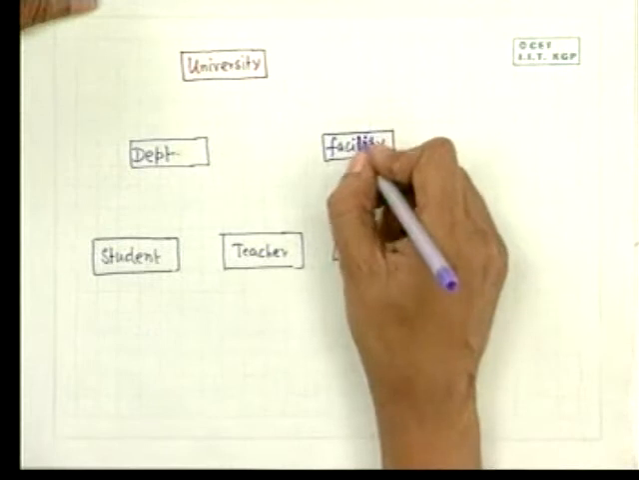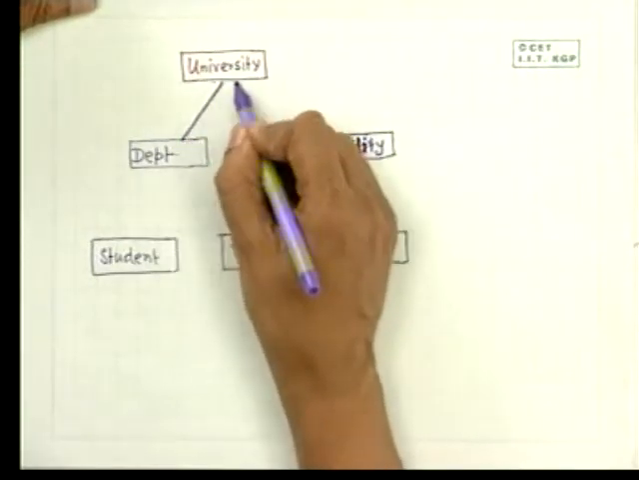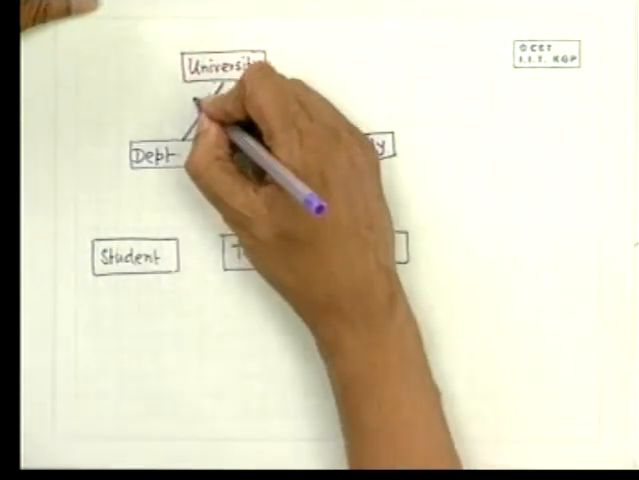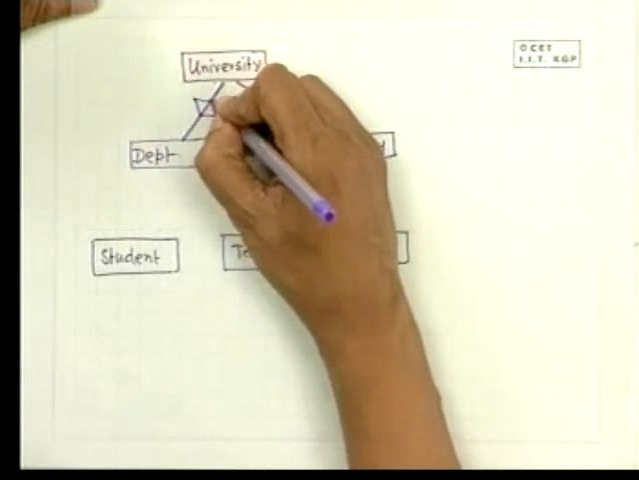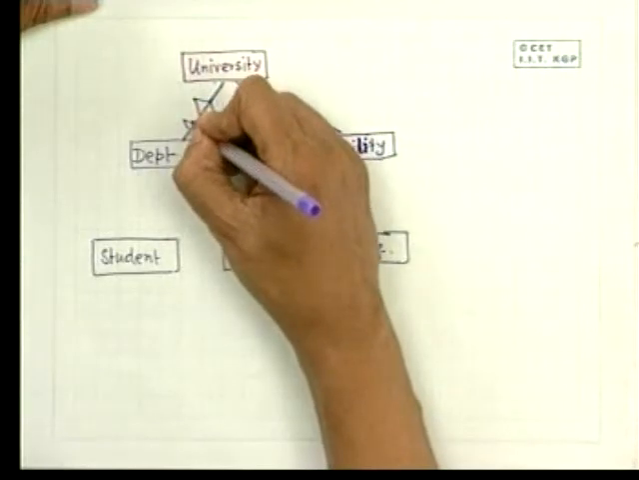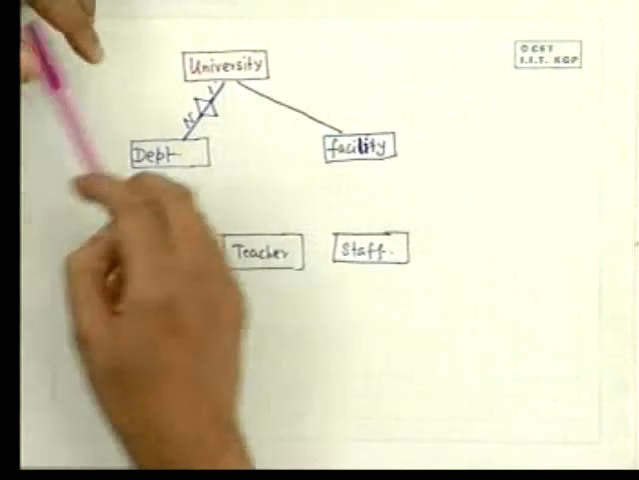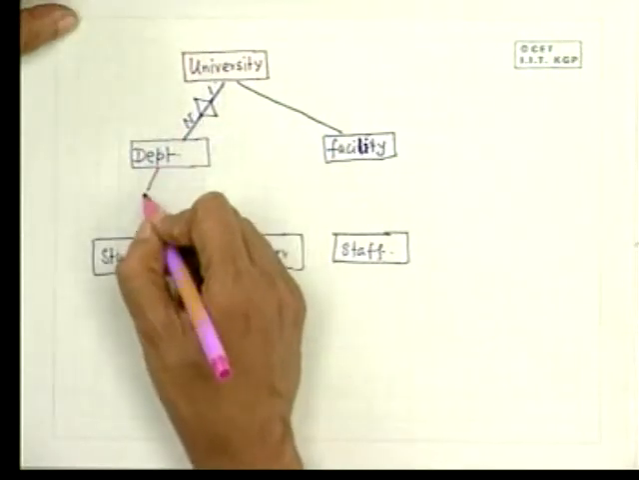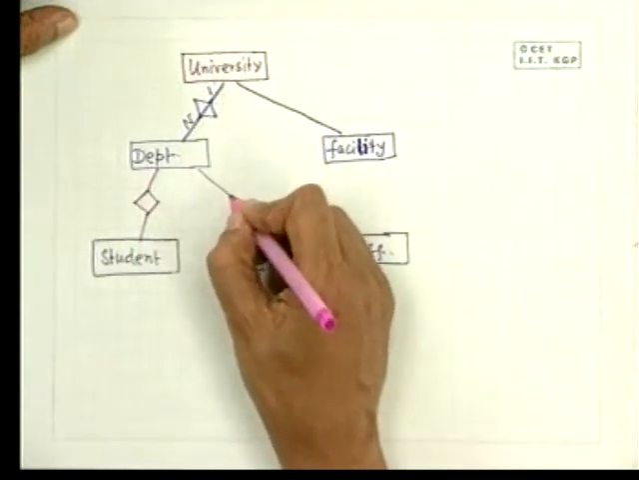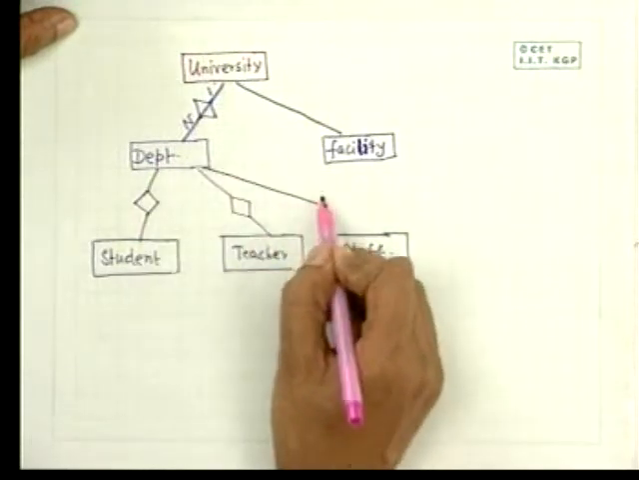And we had seen that the university contains, has the relationships 1:n. So in a university there were 1:n, many departments. In a department, we allowed more than one student to be registered. There were several teachers in a department and several staff.